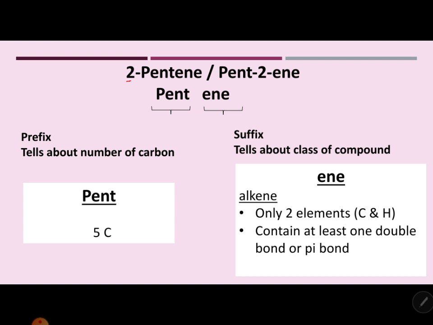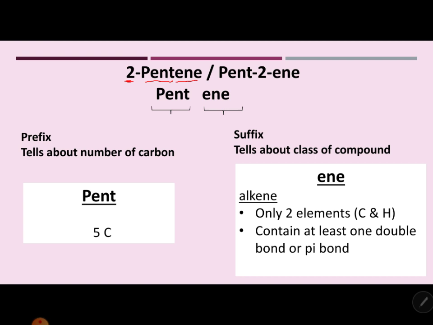Now here we can conclude that the name of the alkene gives us three types of information. Number 1, the position of the double bond. Number 2, the number of carbon atoms, and number 3, the class of the compound.